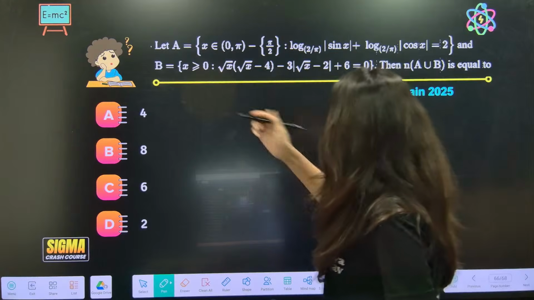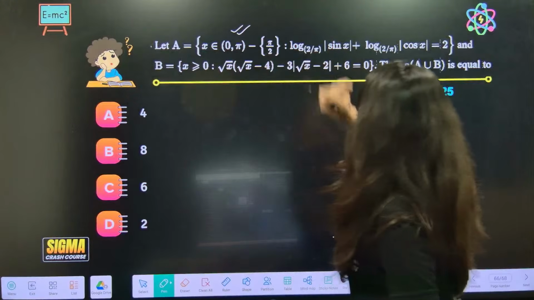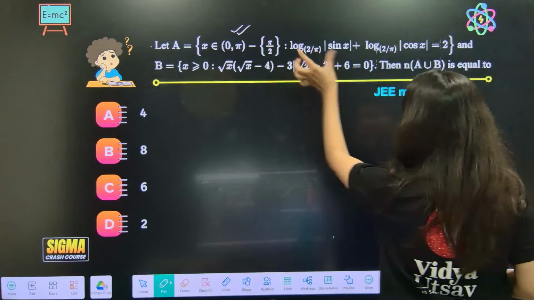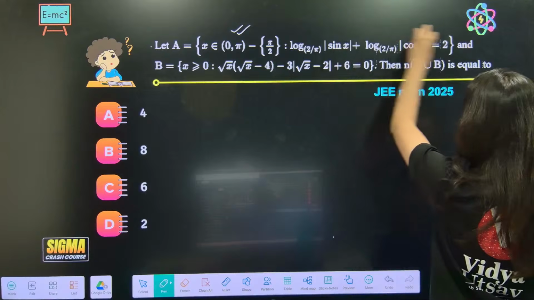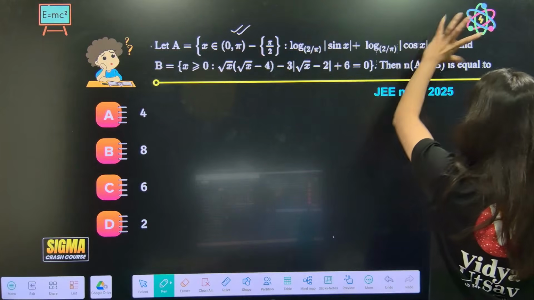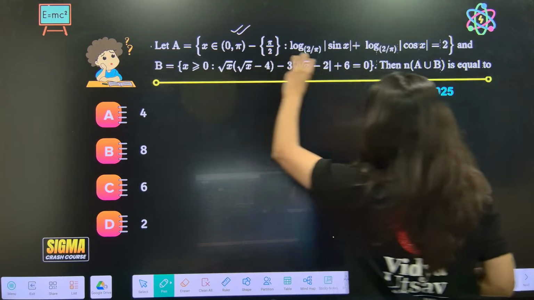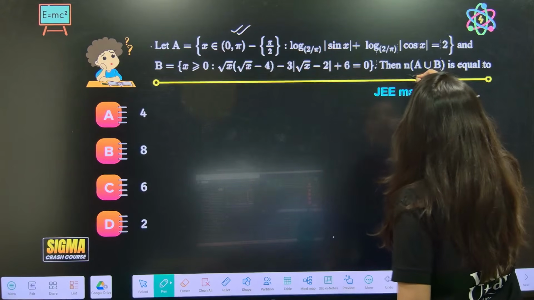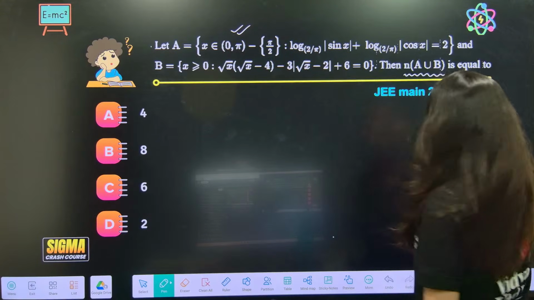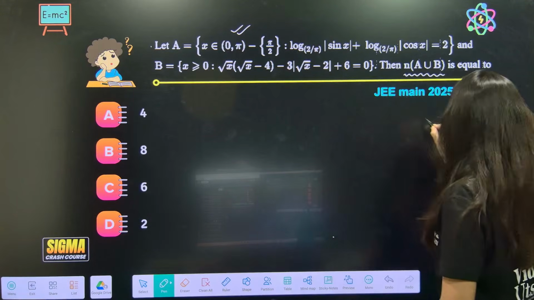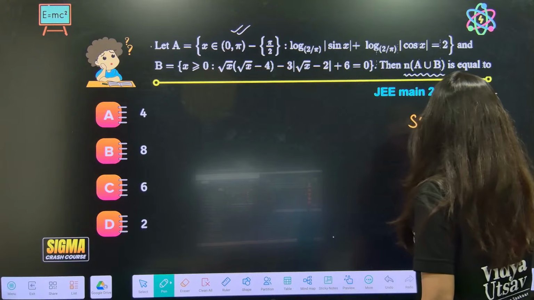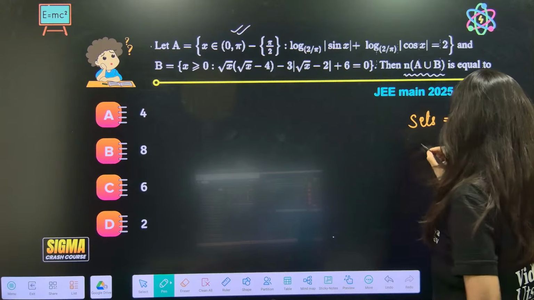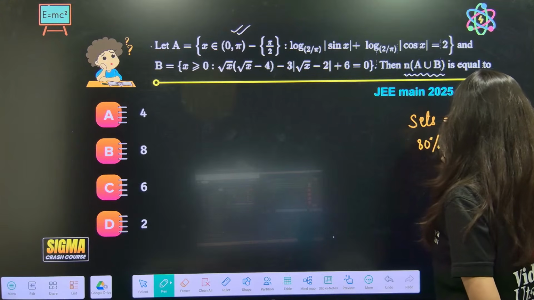Okay, so this is your set A. Set A is given to you with a logarithmic equation. Then set B is given, again an equation involving root x, and then they are talking about the cardinality of A union B. So in the sets chapter, 20% will be sets, but 80% will be something else.